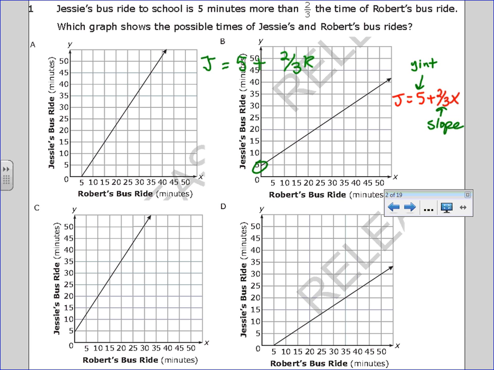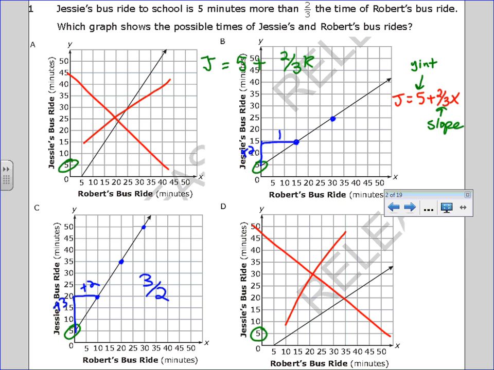So the first thing I'm going to do is look for graphs that have a y-intercept of 5. The ones that don't, I'm going to cross out. Now it is between C and B. I need to find where it goes through a corner, and I need to find a slope of 2/3. This is up 3 and over 2. That's 3 over 2. This is up 2 and over 3, which is 2/3, which is what I want, so my answer is B.